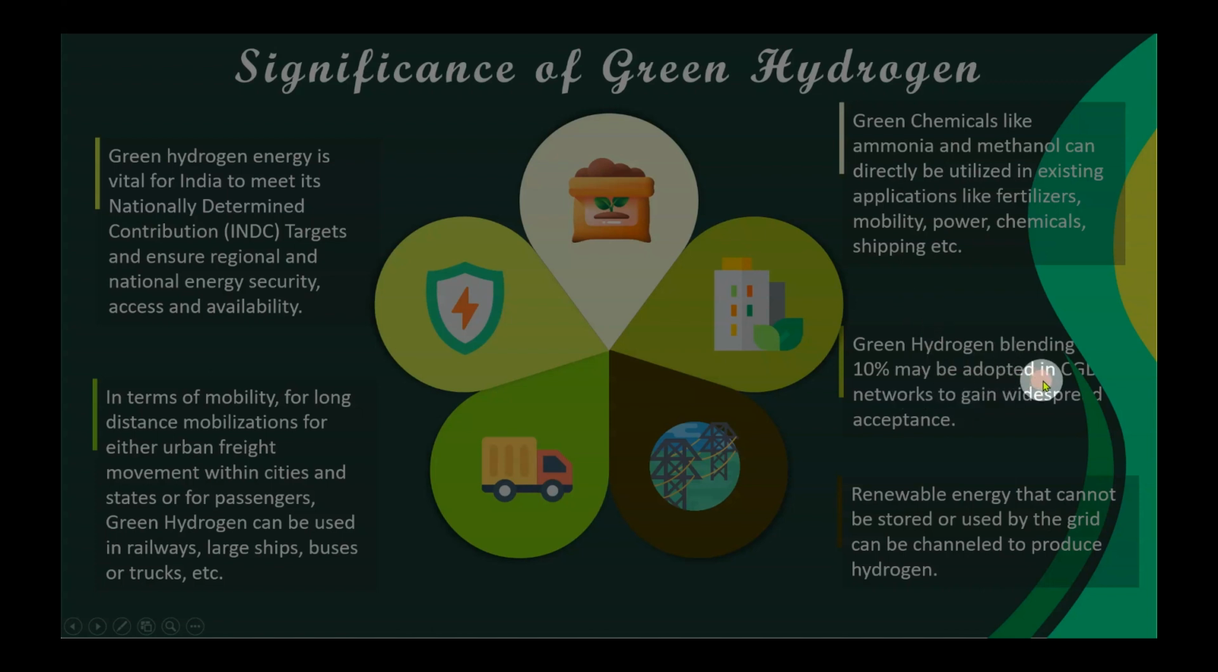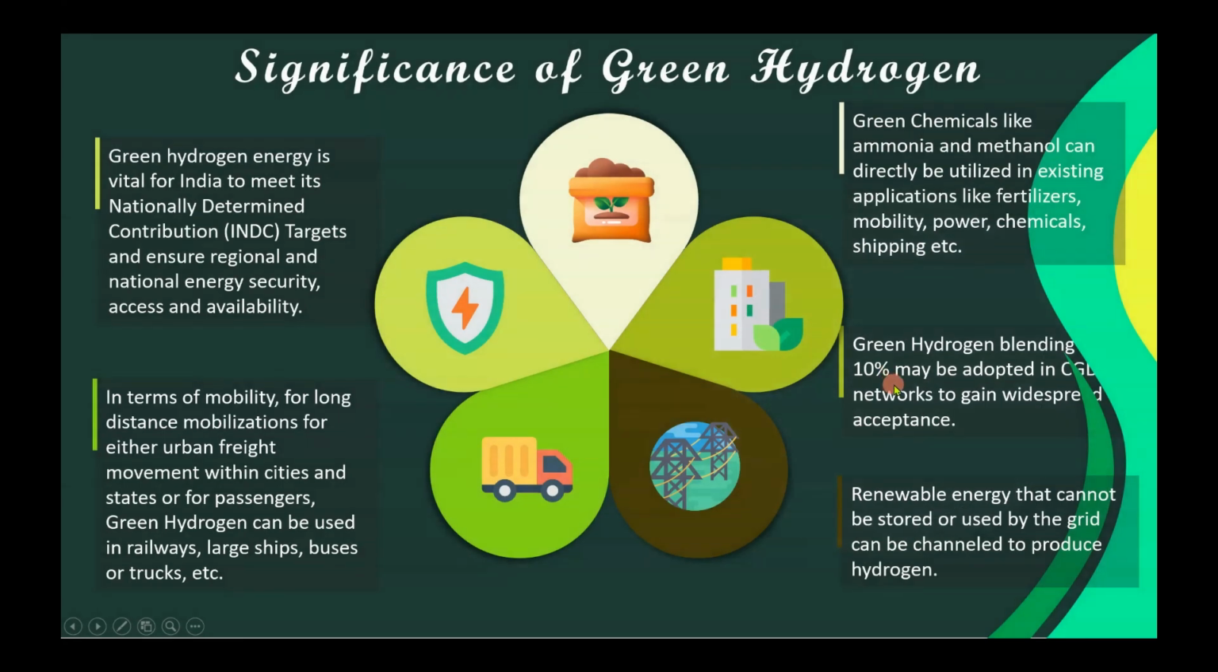Then green hydrogen blending. 10% may be adopted in CGD, that is the city gas distribution networks, to gain widespread acceptance. So you might have heard of ethanol blending in petrol. Similar to that, ethanol blended petrol is currently being used on a small scale to power vehicles. And finally, we have renewable energy that cannot be stored, like excess solar energy or excess wind power. It can be channeled into a grid or linked to the main power grid to transmit and produce hydrogen.